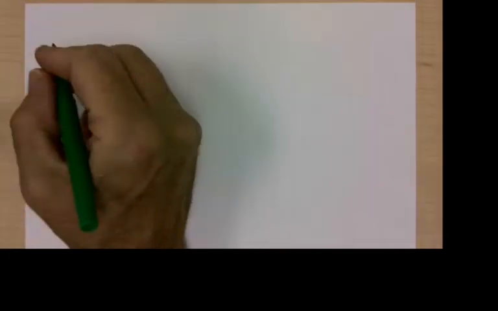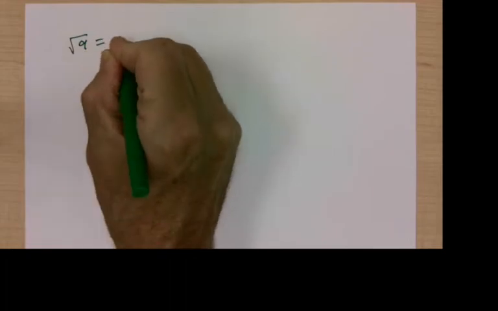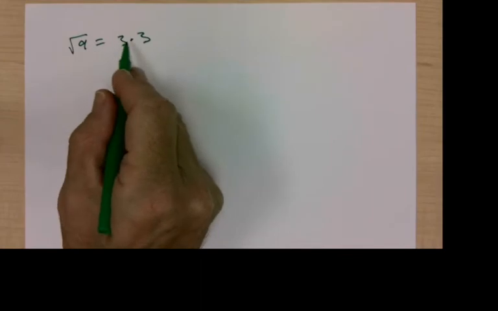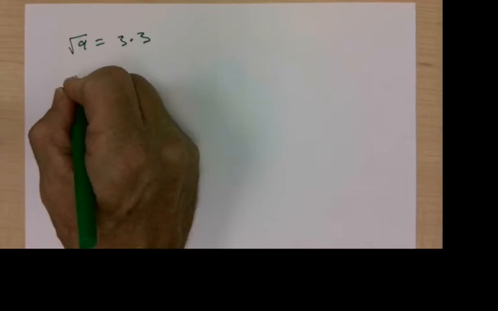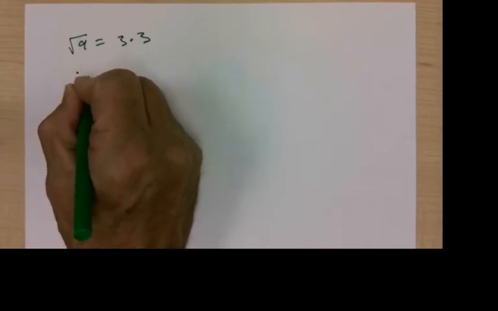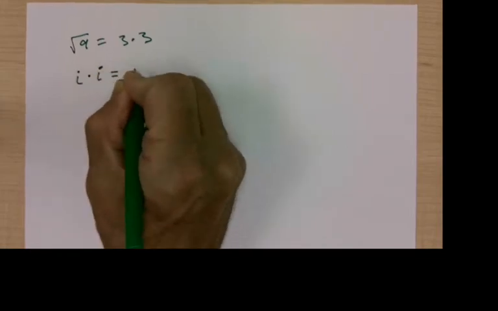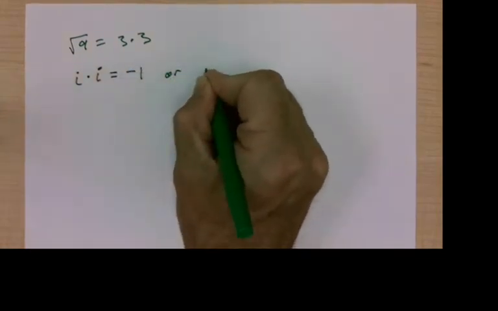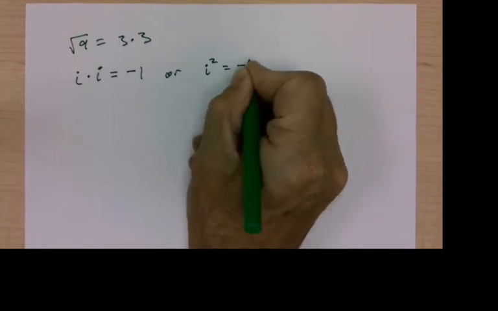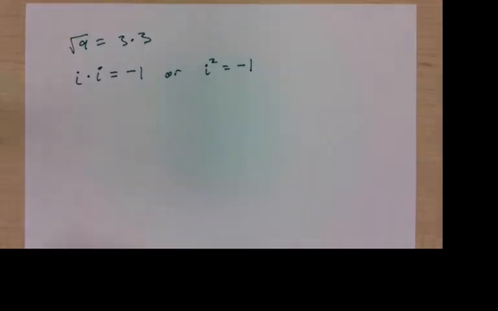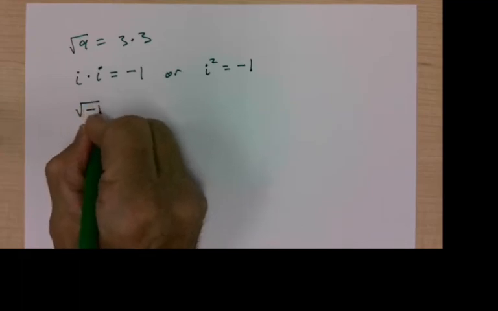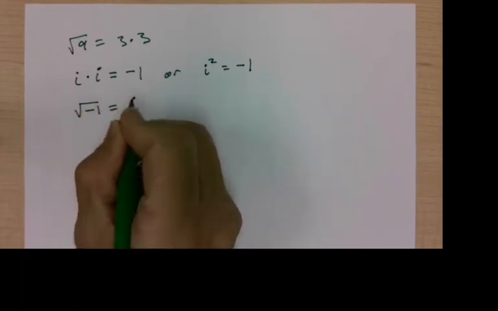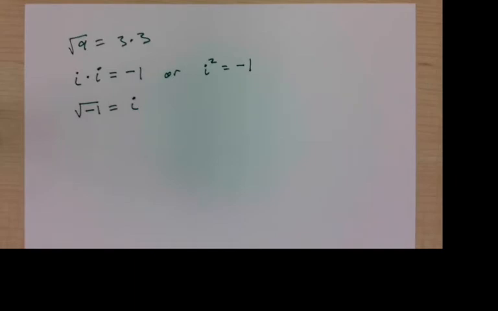So we know the square root of 9 is 3 times 3. When we ask that question, we ask ourselves, what number multiplied by itself is 9? And we get 3. So we're going to create this new number called i, and here's how we define i. i times i equals -1, or i squared equals -1. i stands for imaginary. So we put this together: the square root of -1 equals i. Now negative i times negative i also would equal -1, but the principal square root will be i.